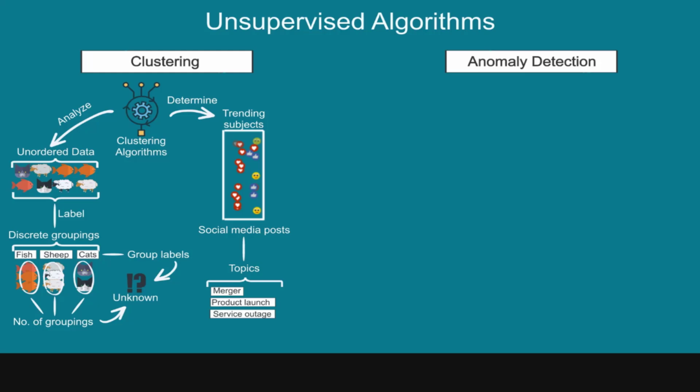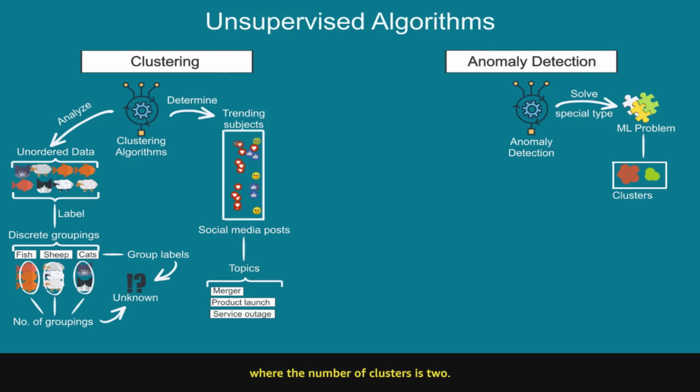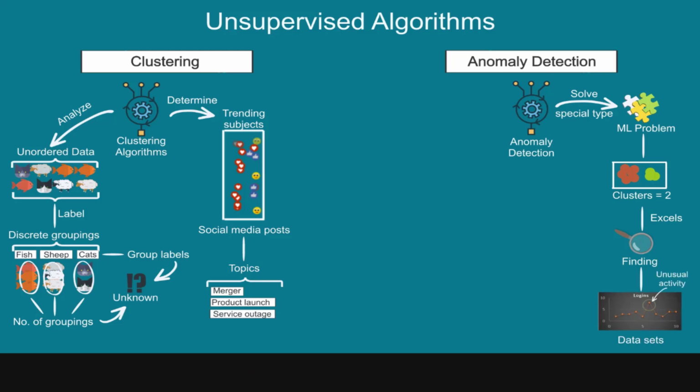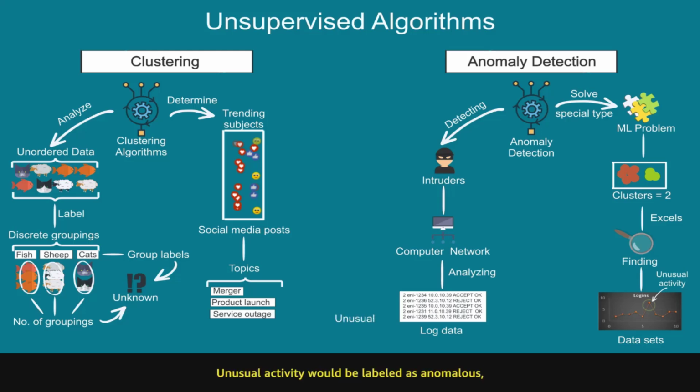Anomaly detection. Anomaly detection algorithms help solve a special type of ML problem where the number of clusters is 2. This type of algorithm excels at finding unusual activity in large datasets. Detecting intruders in a computer network by analyzing log data is an anomaly detection problem. Unusual activity would be labeled as anomalous if it departed significantly from normal patterns.